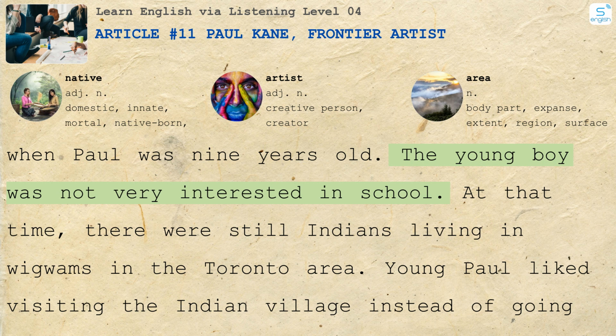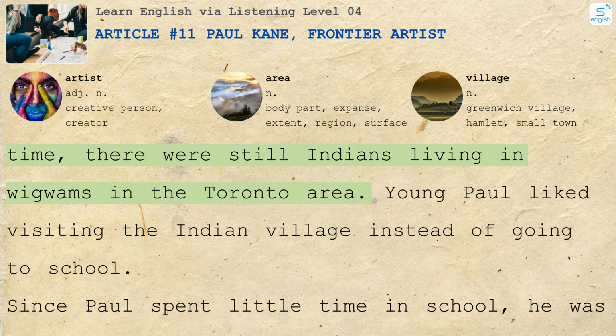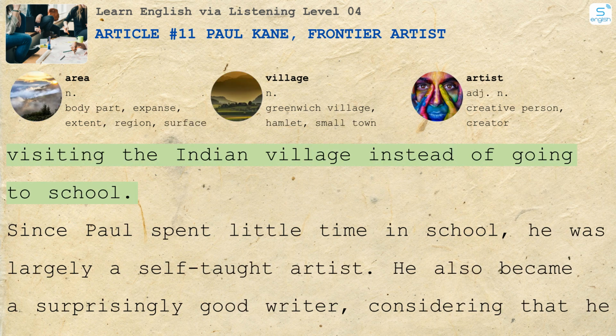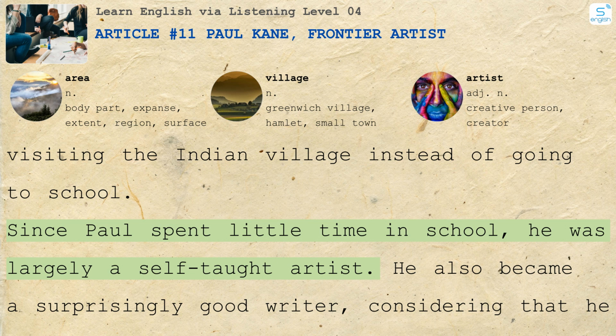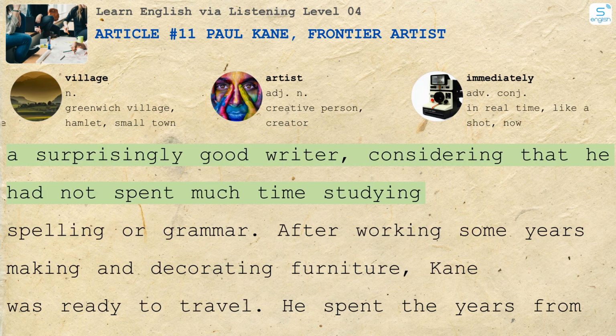The young boy was not very interested in school. At that time, there were still Indians living in wigwams in the Toronto area. Young Paul liked visiting the Indian village instead of going to school. Since Paul spent little time in school, he was largely a self-taught artist. He also became a surprisingly good writer, considering that he had not spent much time studying spelling or grammar.